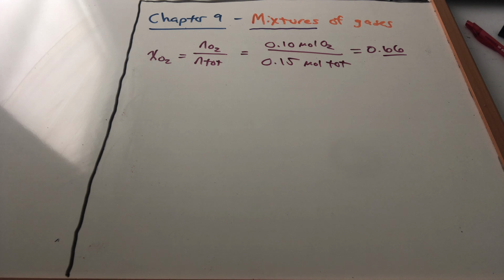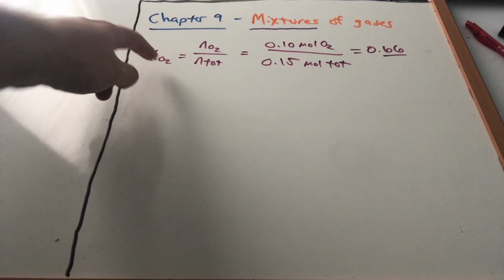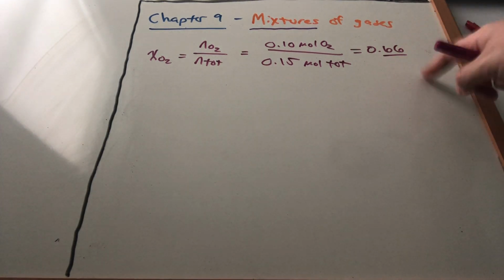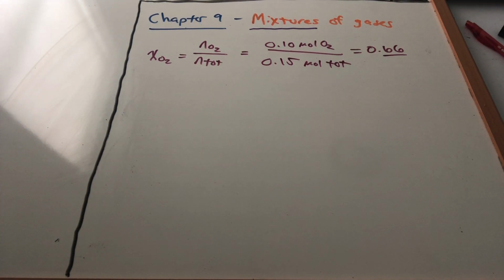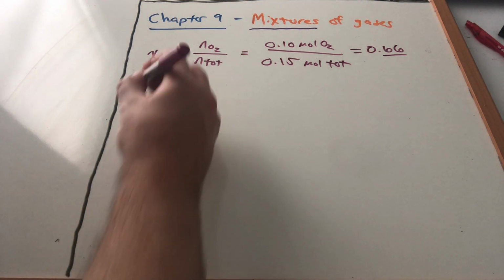Mole fraction is reported as a unitless quantity, and we just realized that if we're talking about chi of O2, there are 0.66 moles of O2 for every total mole inside there. It's like 66% oxygen is another way of looking at it in terms of moles.